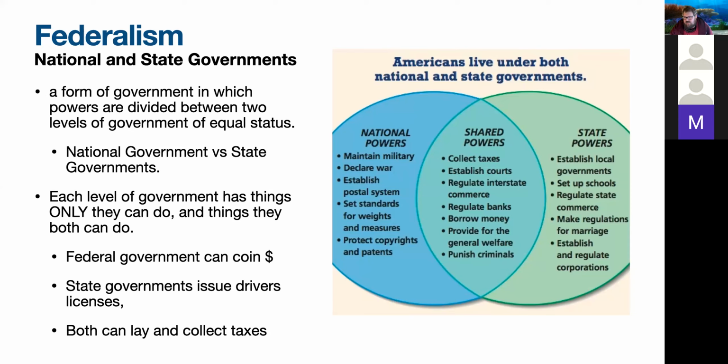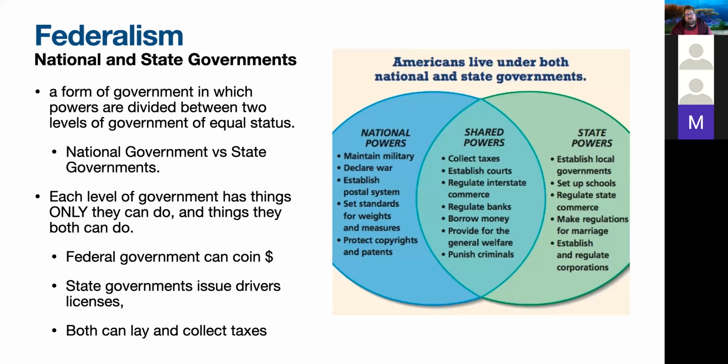Only the national government can declare war. Like Montana cannot declare war on Idaho or Alberta. That doesn't work. We're not allowed to do that. Establish a postal system: there is no Montana post office. That's a federal thing. Set standards for weights and measures: there is no Montana pound or Montana inch. That wouldn't work very well. You cross the border and suddenly inches are different. That's not okay. Protecting copyrights and patents would make no sense for individual states to do. It needs to be a national thing.